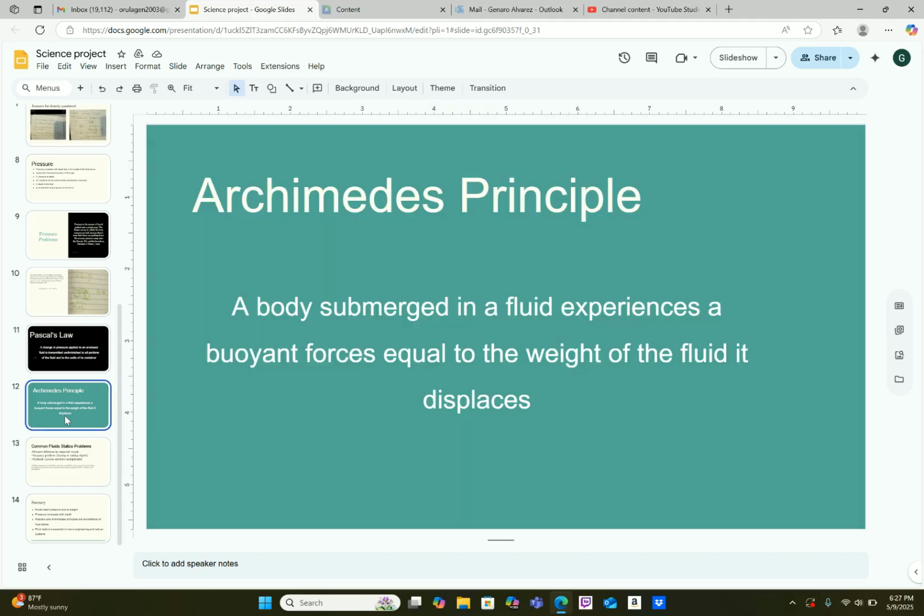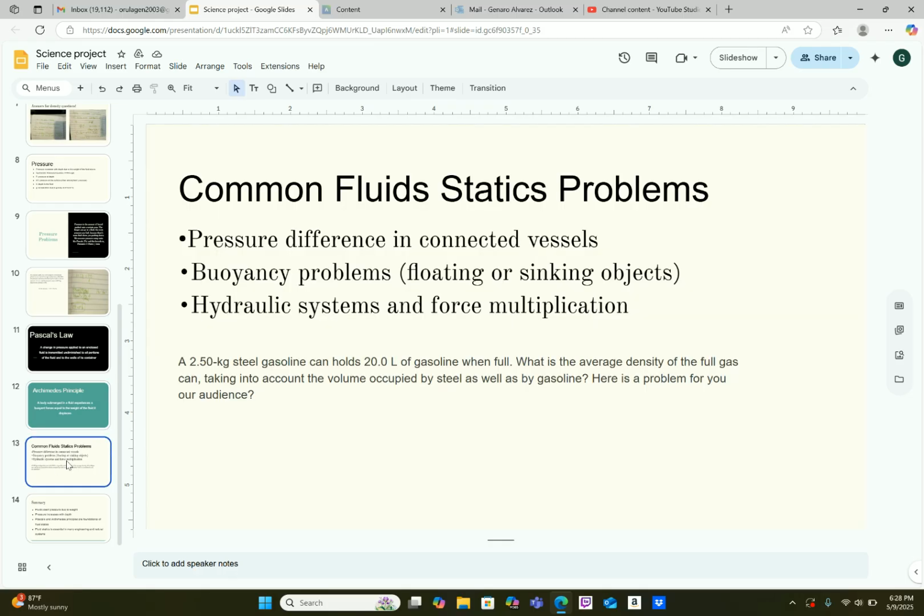as well as Archimedes' principle, which is that a body submerged in a fluid experiences a buoyant force equal to the weight of the fluid it displaces, which is something to always remember. It's going to come into a lot of equations and come in handy if you remember this kind of stuff.